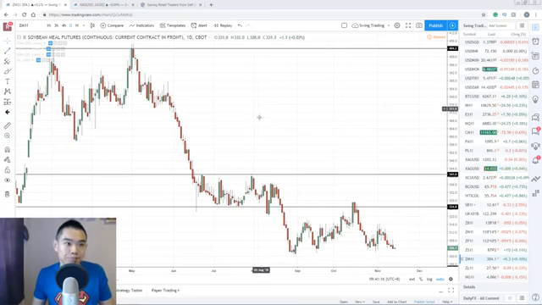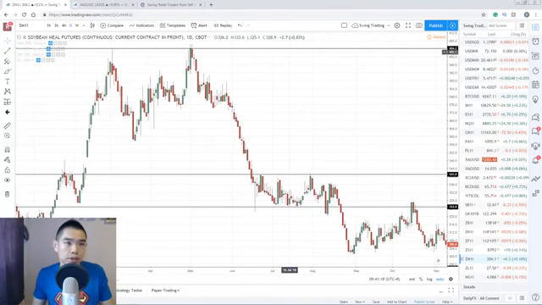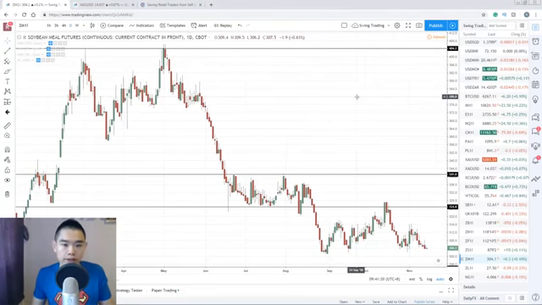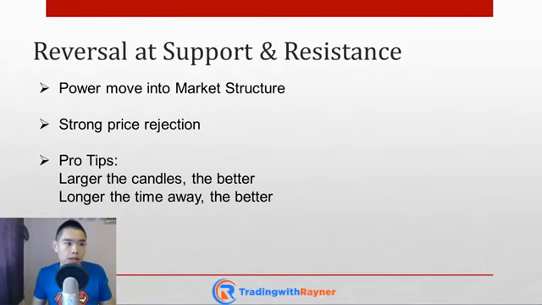That is really important. Okay, another example. I think this is quite a decent one, although this is counter trend. Strong power move into market structure and then this reversal. Notice the range of these candles: large, big, and bold. So hopefully you understand this one when you trade reversals at support and resistance. This over here is stuff that you probably will not find elsewhere.